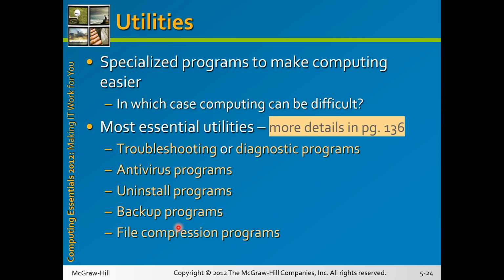symptoms that may happen. Examples of the most essential utilities can be seen, and more details can be found on the page highlighted here. You can see troubleshooting or diagnostics programs. These are the categories of the utilities. What are the categories? Antivirus software or antivirus programs, uninstalling programs. All of these are utilities. Backup programs, file compression programs, and many others on the list.